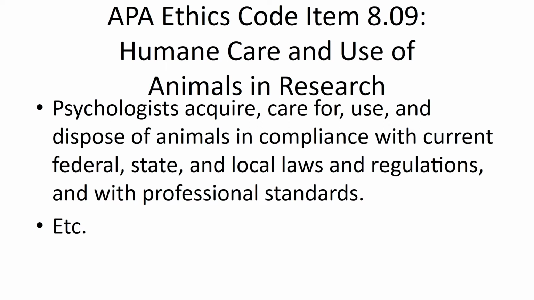APA Ethics Code Item 8.9 refers to the humane care and use of animals in research. Psychologists must acquire, care for, use, and dispose of animals in compliance with current federal, state, and local laws and regulations, and with professional standards. Now, a lot of people who hear about animal research tend to criticize it and ask questions like, do we even need to use animals for research? Why should we use animals for research?